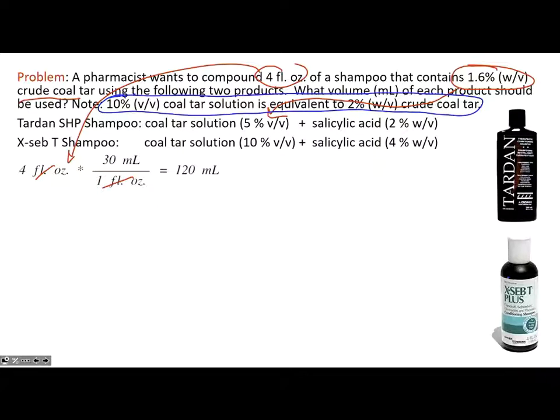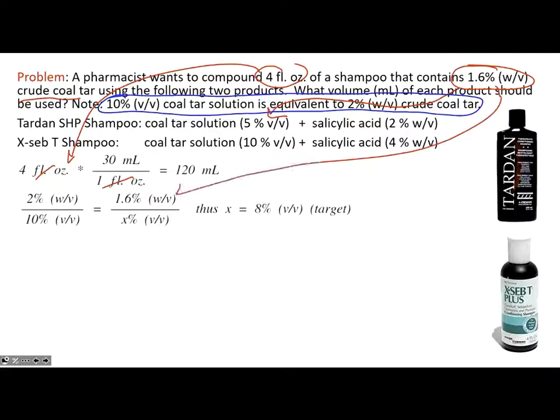I'm told that a 10% volume per volume coal tar solution is equivalent to a 2% weight per volume of just the crude coal tar. That's a very important conversion factor. So with that information, I could convert from the weight per volume to the volume per volume. I could go one way or the other. Since both of my ingredients are in volume per volume, let's convert my target. So what I want to do is convert my target of 1.6 weight per volume over to a volume per volume so I can then use my concentrations to set up for my target.